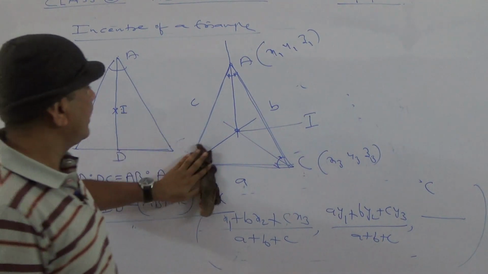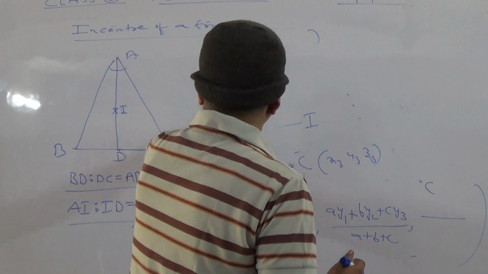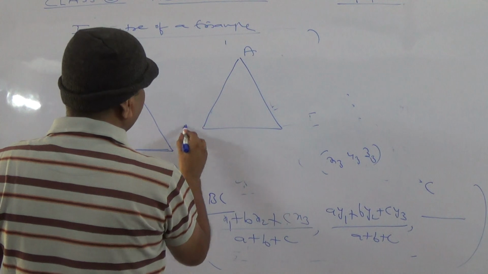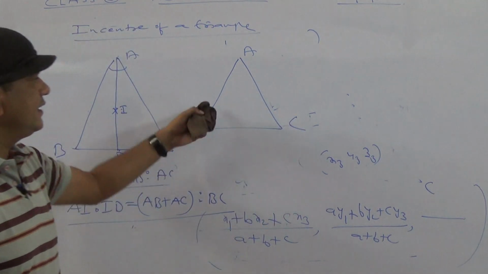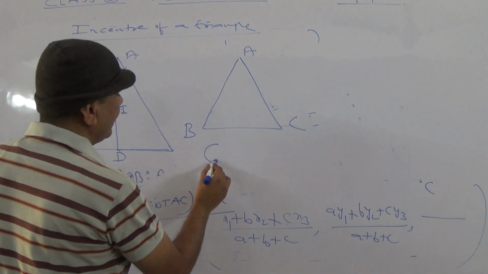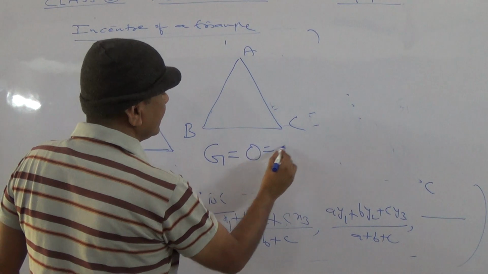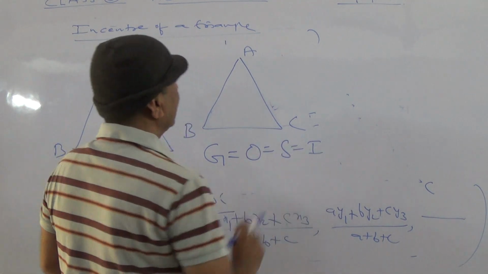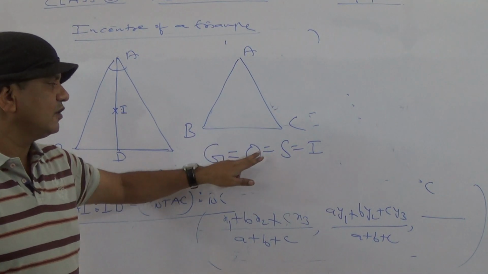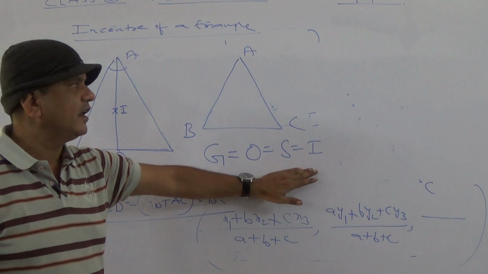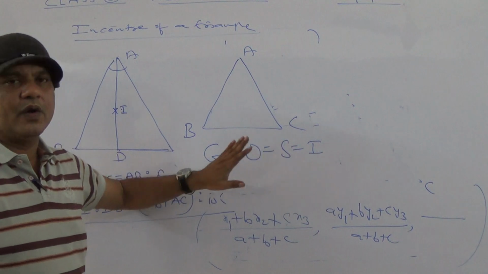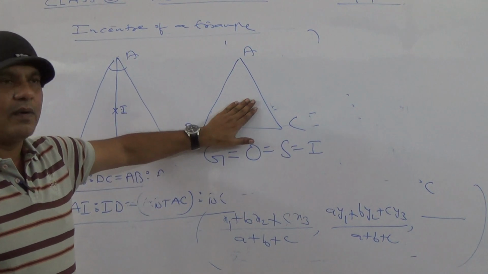Okay, one more important concept is, if the given triangle is an equilateral triangle, for suppose let ABC is an equilateral triangle, then its centroid, orthocenter, circumcenter, incenter of the triangle coincide. That means circumcenter is equal to orthocenter is equal to centroid is equal to incenter. If it is an equilateral triangle, then all centers coincide. Okay, this is a very important formula.